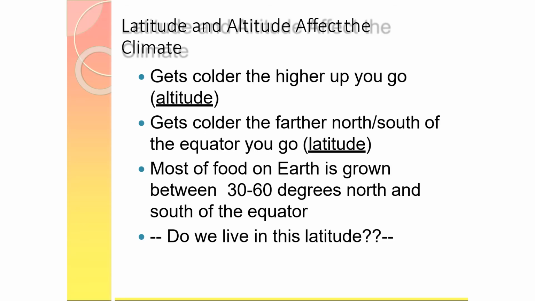In this slide of mine, I would like to show you the latitude and altitude effect, which affects the climate. Firstly, it gets colder the higher up you go in altitude. It gets colder the further north or south of the equator you go in latitude. Most of the food on earth is grown between 30 to 60 degrees north and south of the equator. So here the question is, do we live in this latitude?